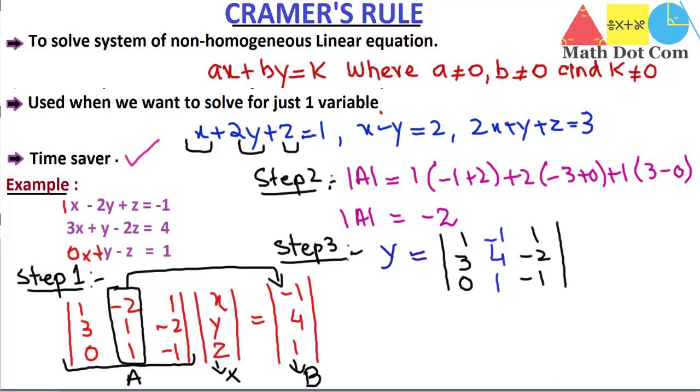So we have to take the determinant of this new matrix and divide it by the determinant of the matrix that we found in step number 2, that is the determinant of A. So we will solve it and see what the value of y will be. The determinant of this matrix will be minus 2 divided by the determinant of the given matrix, that is also minus 2, and it will be equal to 1. It means the value of y will be 1.